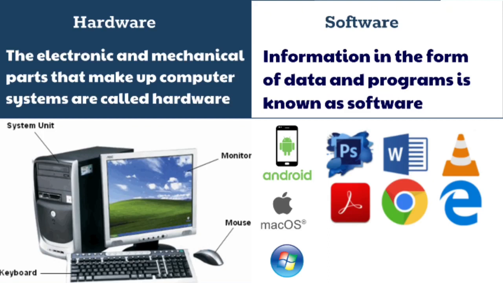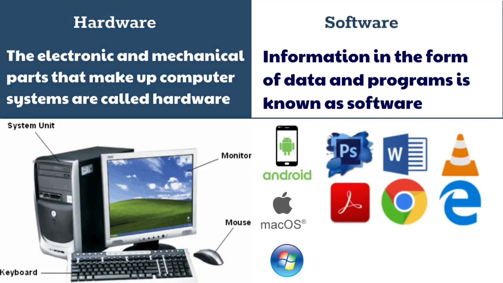First, the electronic and mechanical parts that make up a computer system are called hardware. Some examples, such as the mouse, CPU, screen, or keyboard, are hardware. And second, information in the form of data and programs is called software. It includes software applications like Google, Word, or Photoshop, and software systems like Linux, Windows, or Mac OS.